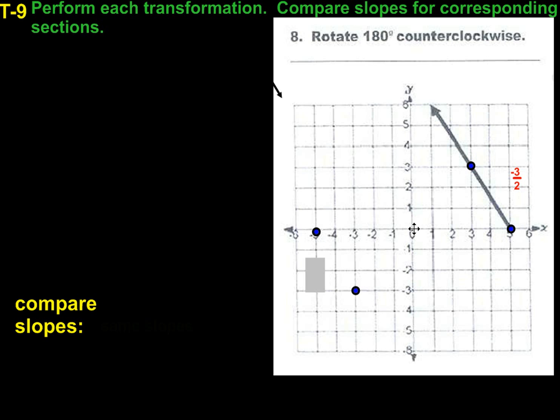Then from 0, I am 5 to the right, so from 0 I want to be 5 to the left. And once I have those 2 points, I can put a line through them. If I look at my slope for this original shape, I move up 3 over 2, or down 3 to the right 2, which gives me the -3 over 2. And here I'm going to move up 3 and to the left 2. So you can see the slopes are the same, and so if I compare the slopes, we're going to see that they have the same slope.